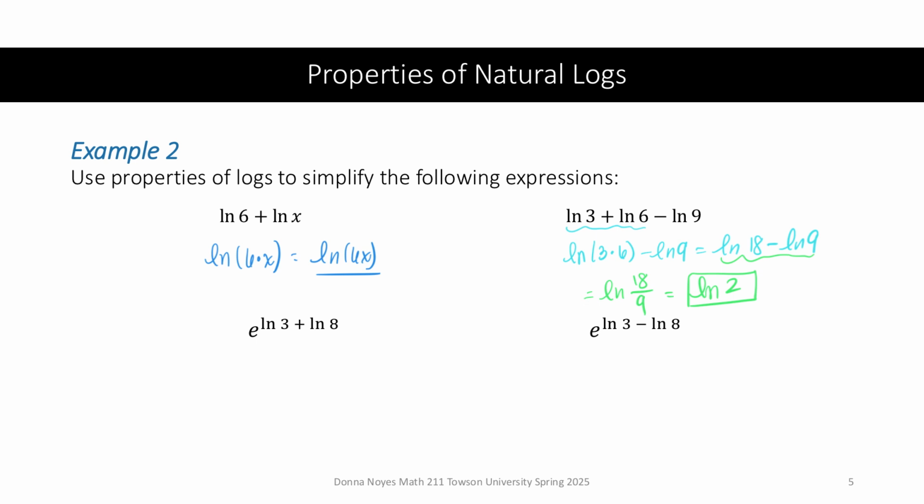So what if we put those two types of properties together with the e to the natural log power property? In this case, we've got e to the natural log of 3 plus the natural log of 8. So that's really e to the natural log of 3 times 8, or e to the natural log of 24. And if you remember, the property we talked about before was e to the natural log of anything, within reason, is that anything. So really, we end up here with just 24.